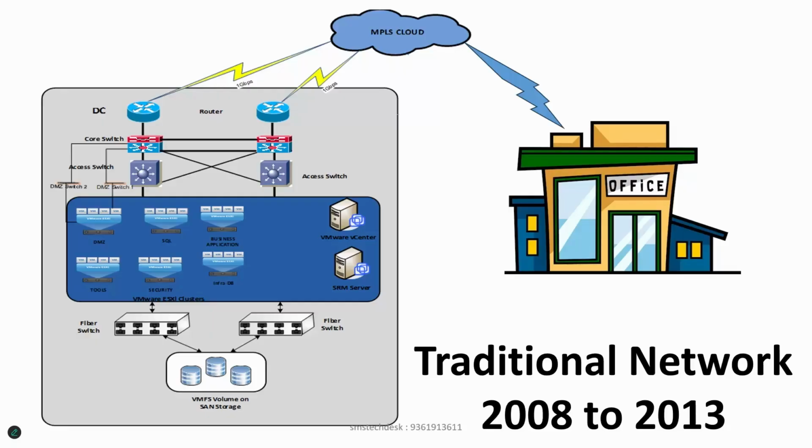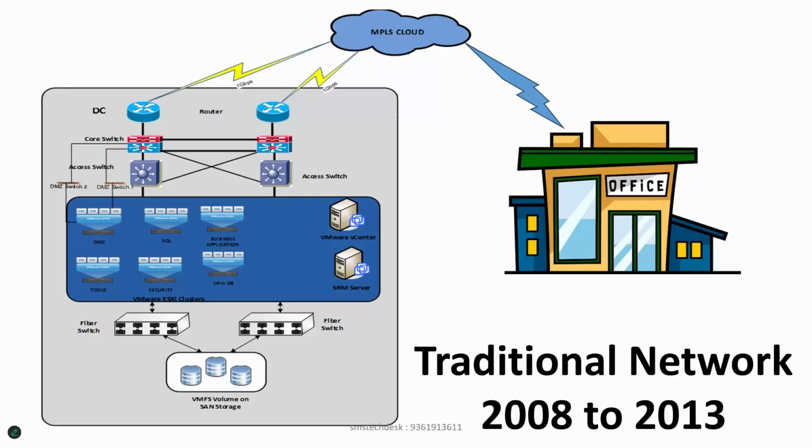Now suppose tomorrow your application team says we need one more network for testing. Immediately you have to raise a change request. The network team has to log into multiple devices, configure VLAN, trunk, routing, firewall, and then only the application team can start. This is the biggest problem with traditional networking.